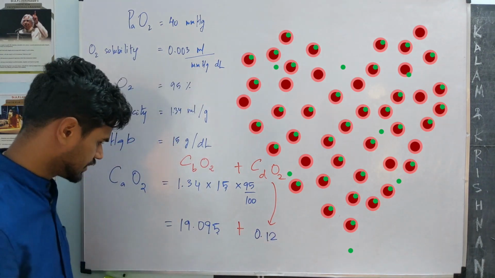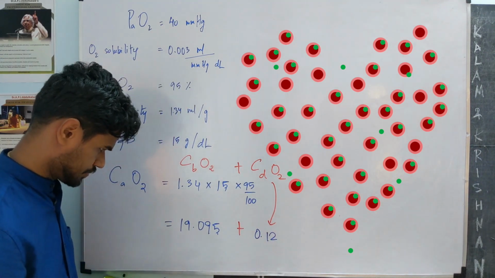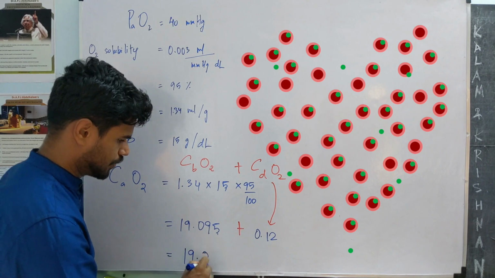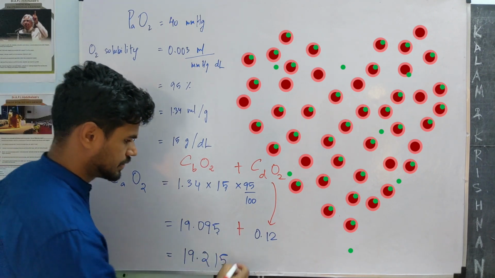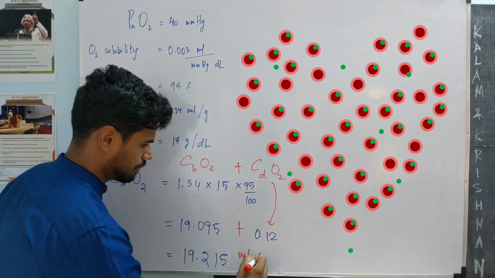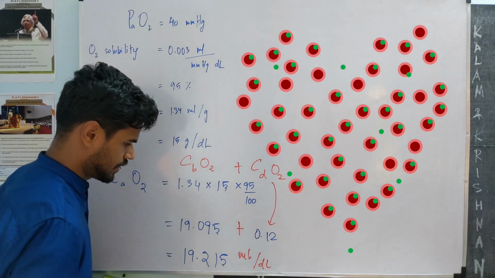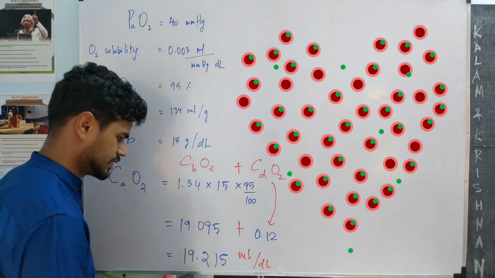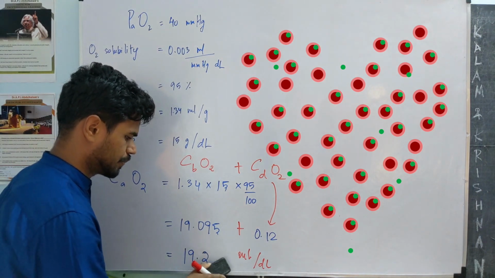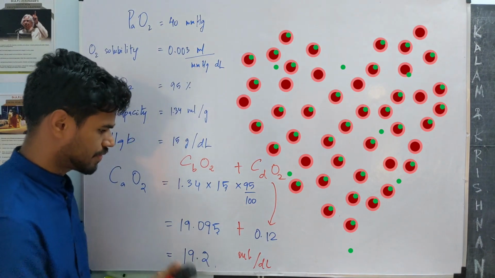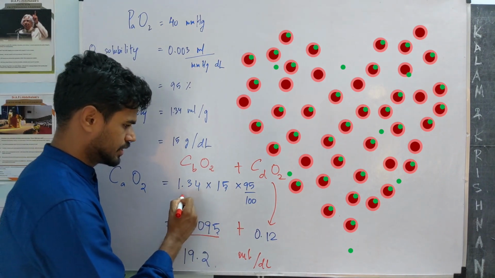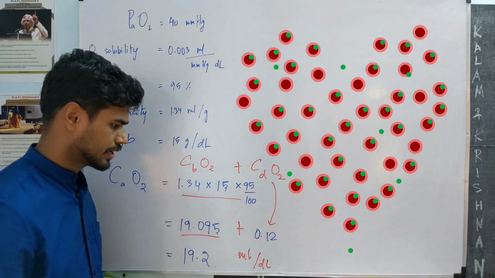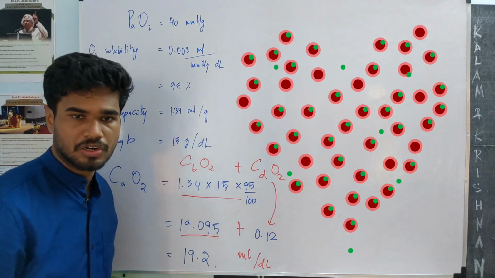The sum of these two terms is 19.215, and this is in ml per dl. Rounded off to 1 decimal place, the correct answer is 19.2. Notice that if we were to use just the bound oxygen content, it's incorrect. We need to add the dissolved oxygen content to this.